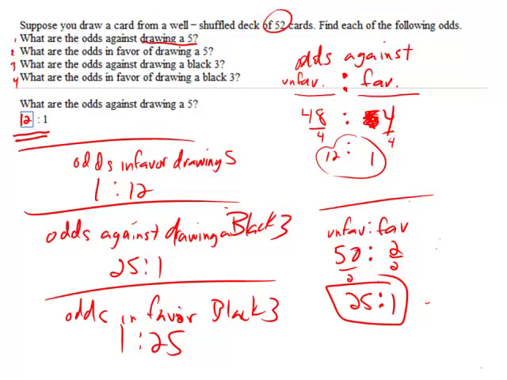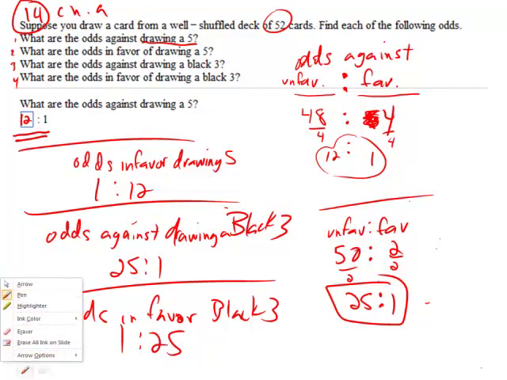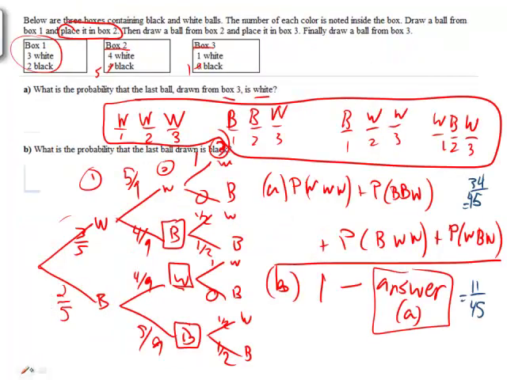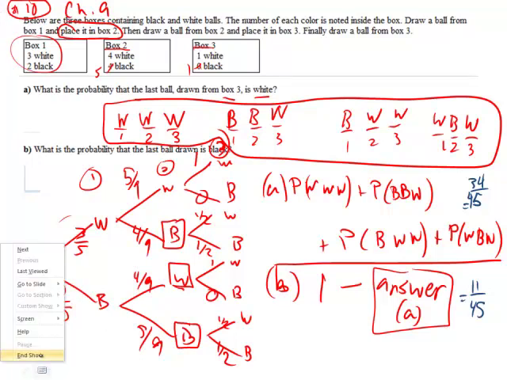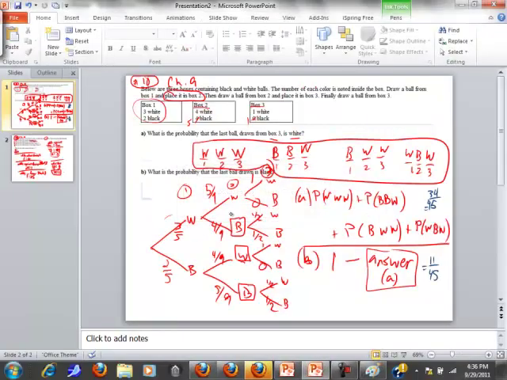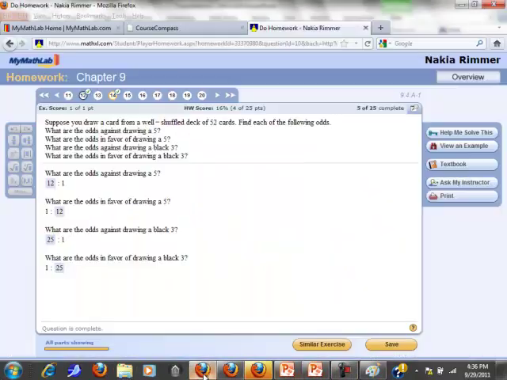Alright, good stuff. That was number 14, chapter 9, on the online homework. And the other one was number 10, chapter 9. Sounds good. And your third question was number 17.